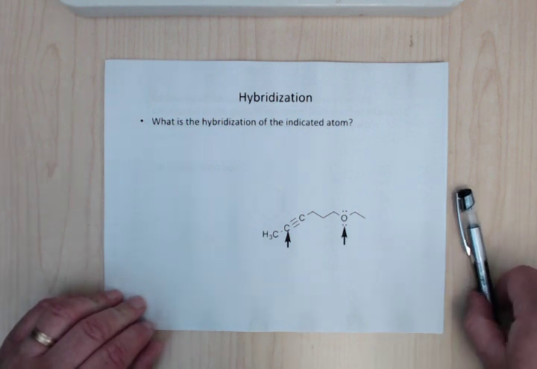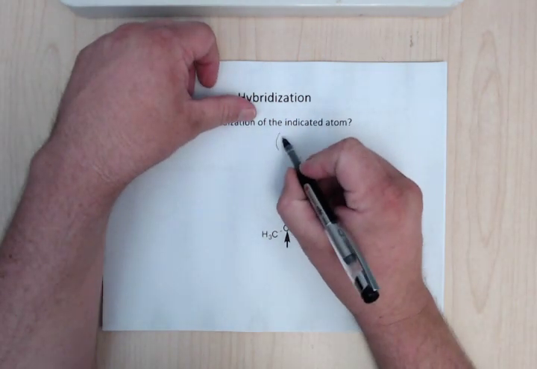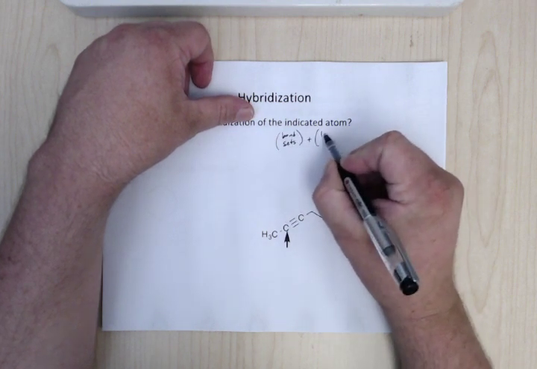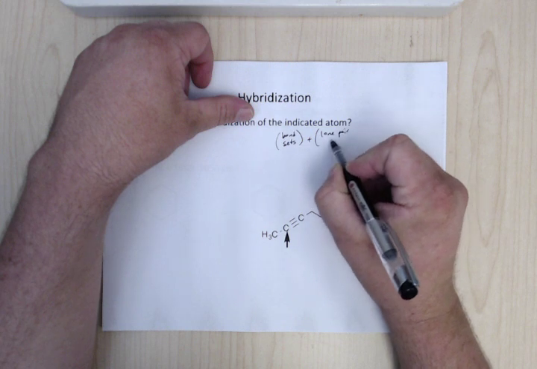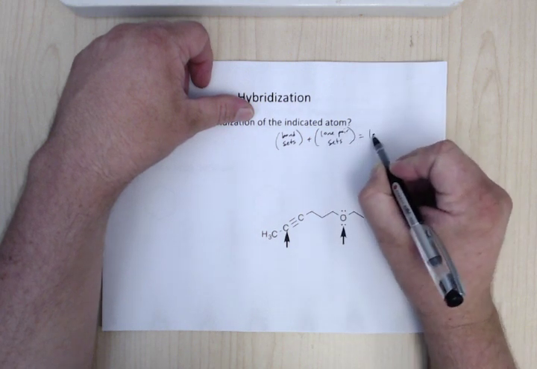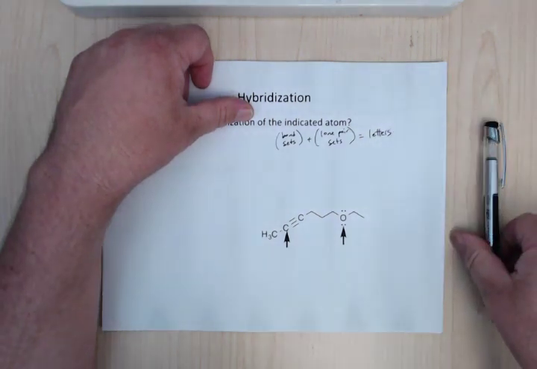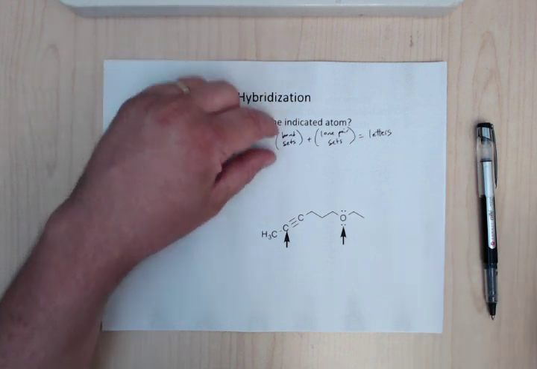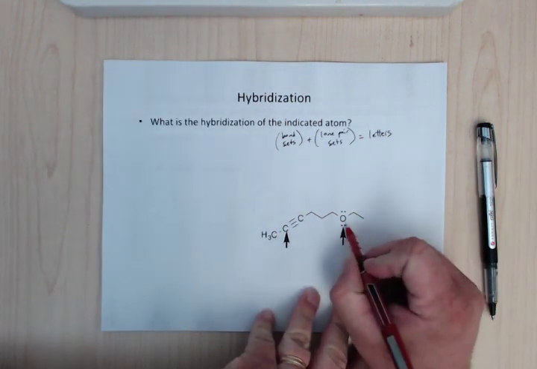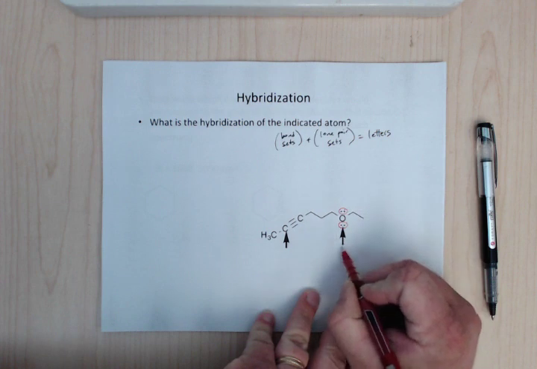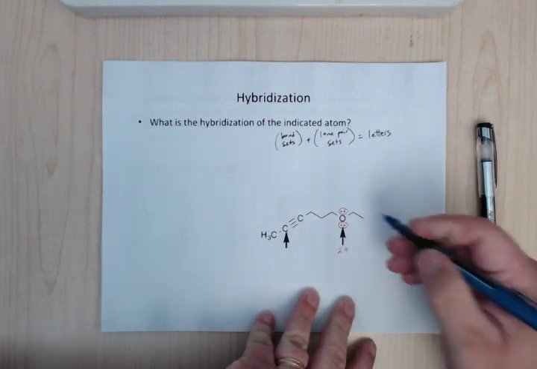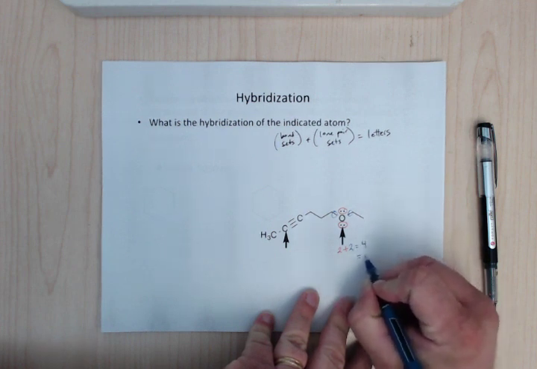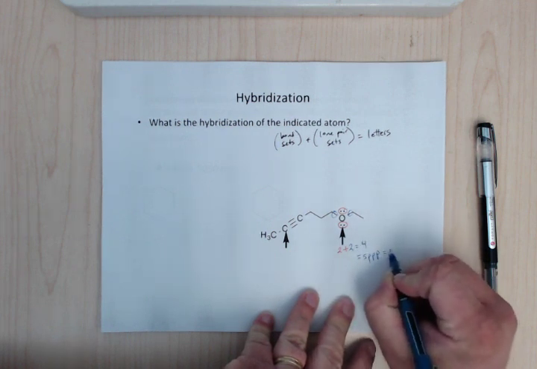For the hybridization, remember we look at bond sets plus lone pair sets. That's going to tell you how many letters we need. You go with S, and then you start adding P's until you get all the letters you need. So for this one here, we have 2 lone pair sets plus 2 bond sets, so this one and this one. So we need 4 letters. So it's S, P, P, P. So it's sp3.